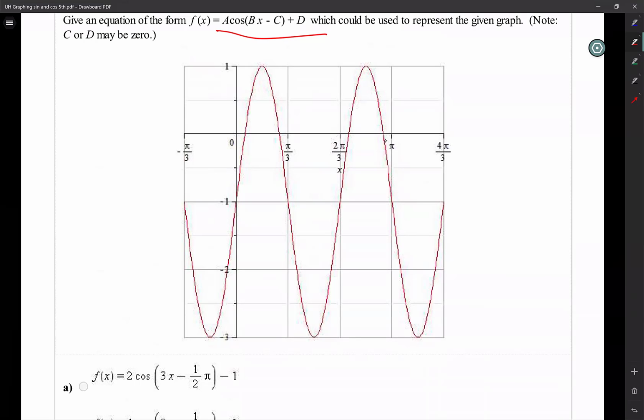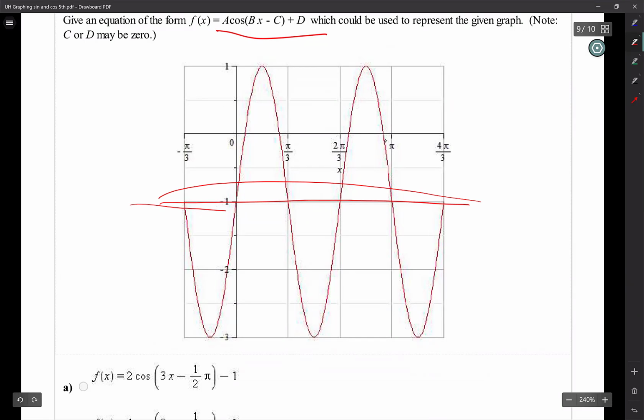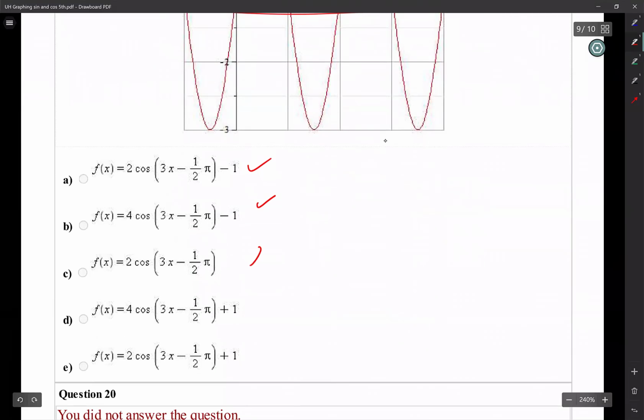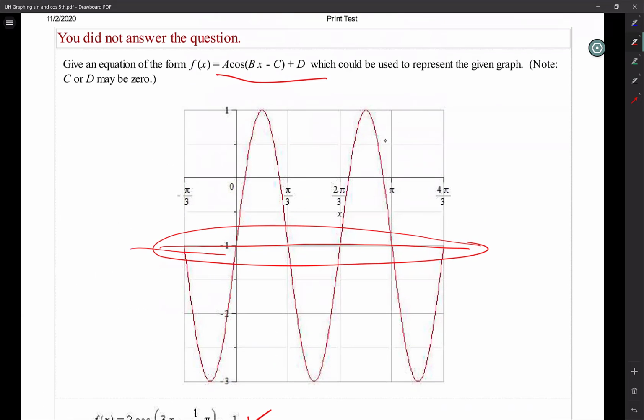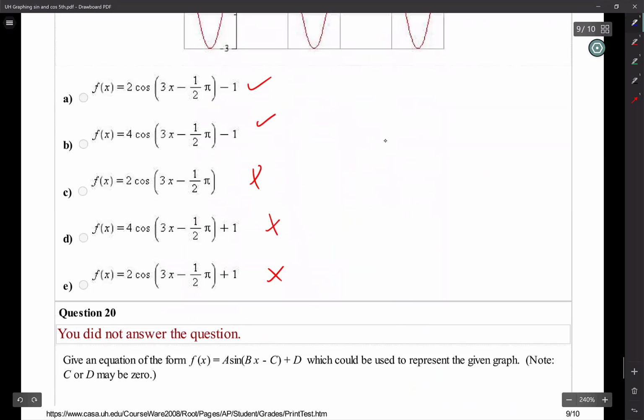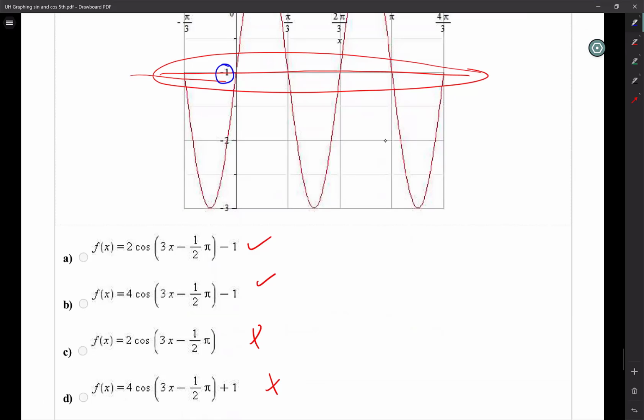At 1. Is that 1 or -1? I think that's a negative. Perfect. So look for -1. Maybe, maybe, nope, nope, nope. You already delete everything but 2. So let's go back. What's my amplitude? What's the difference between -1 and 1? 2. So I look for one that has an amplitude of 2. And there it is, letter A.